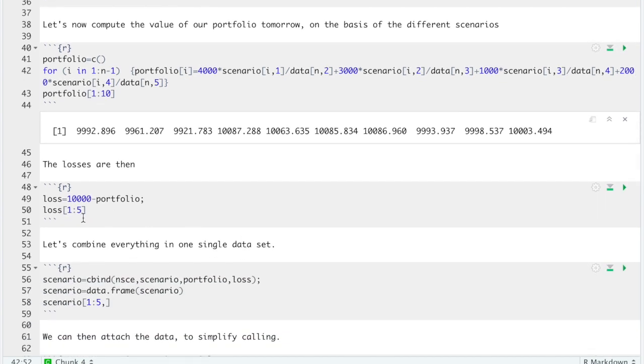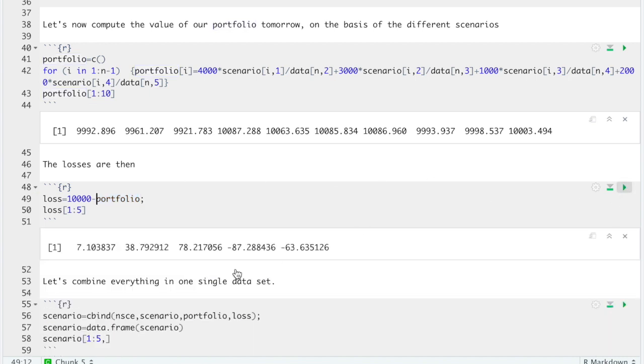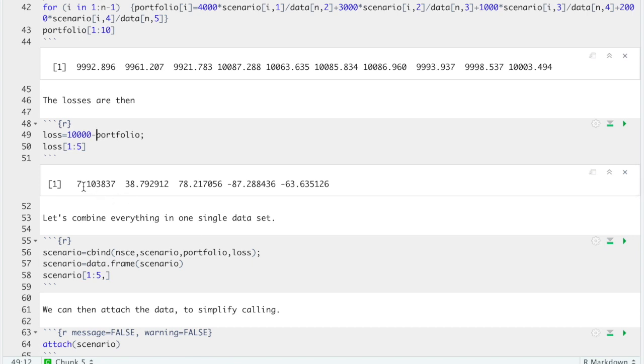And in fact, if we compute the possible losses, what we can compare is the value of our portfolio today, 10 million, again expressed in thousands, with the value of the portfolio under the different scenarios. What we get is a new variable, loss, that contains a loss of 7,000, a loss of 38,000, a loss of 78,000, a profit of 87,000, and so on, for the different scenarios.